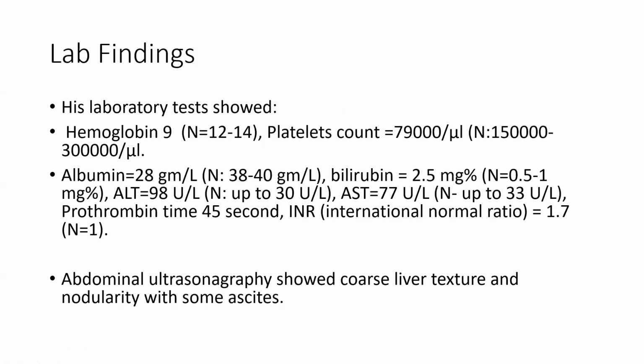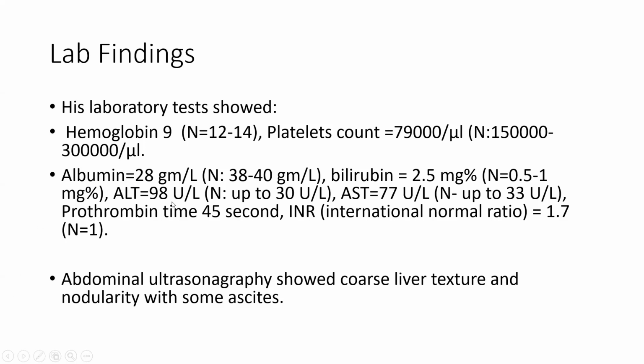His lab tests showed hemoglobin is low, 9, whereas normal is between 12 and 14, so he has anemia. Platelet count is 79,000, normally from 150,000 to 300,000, so the platelets are also low. We call it thrombocytopenia when the platelets are low. Albumin is 28 grams, also low, so he has hypoalbuminemia. Bilirubin is 2.5, normally between 0.5 and 1.